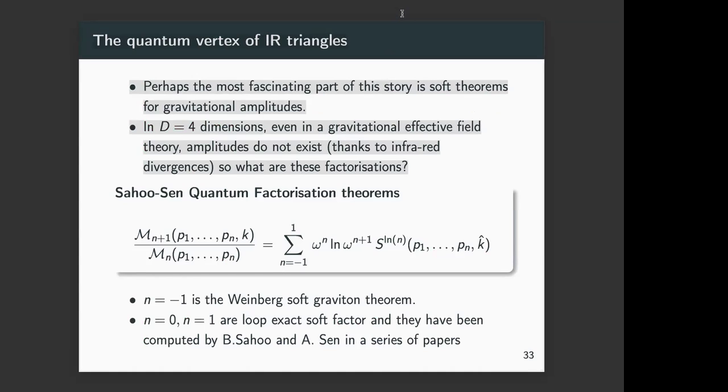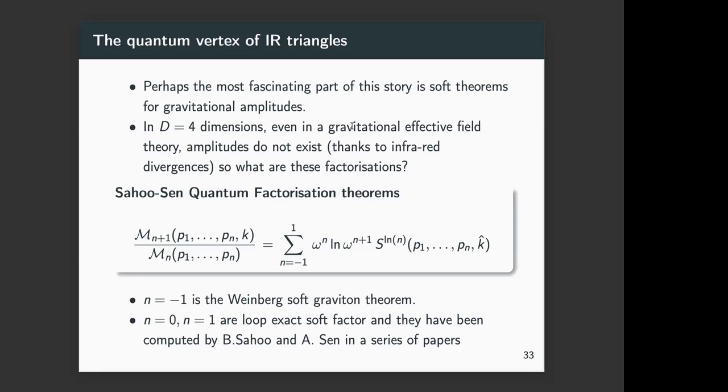So okay, now let me just briefly discuss this quantum part of the story, which I haven't even touched. In some sense, the most fascinating part of this infrared triangle is really the factorization theorem in the amplitudes. It may seem like an oxymoron that in 4 dimensions we are talking about amplitudes, because even in effective field theory, strictly speaking, amplitudes do not exist because they are infrared divergent. So you may ask, what do you mean by factorization of amplitudes which are ill-defined? But factorizations are clever in the sense that they are really statements about ratios of the amplitudes.